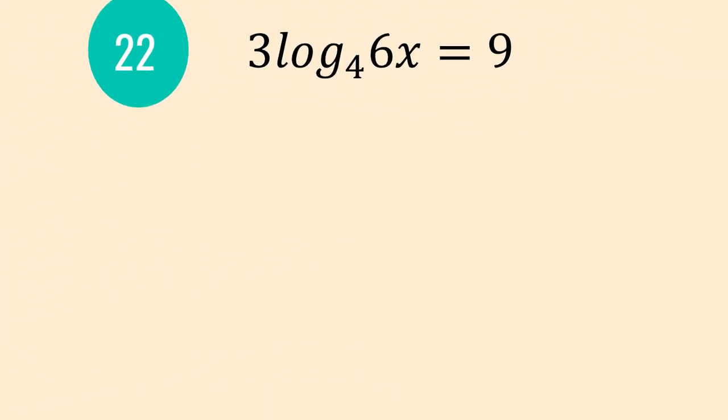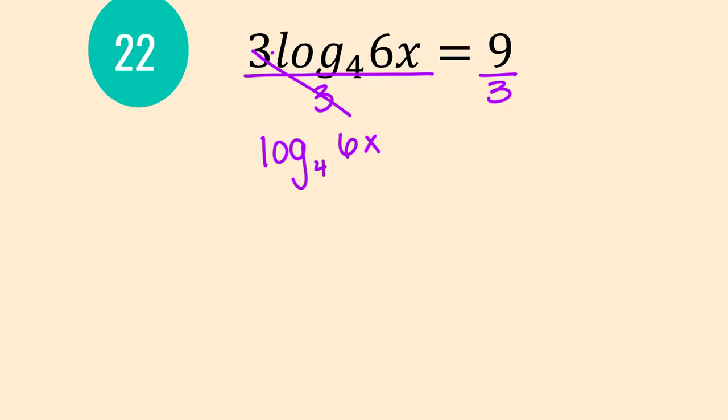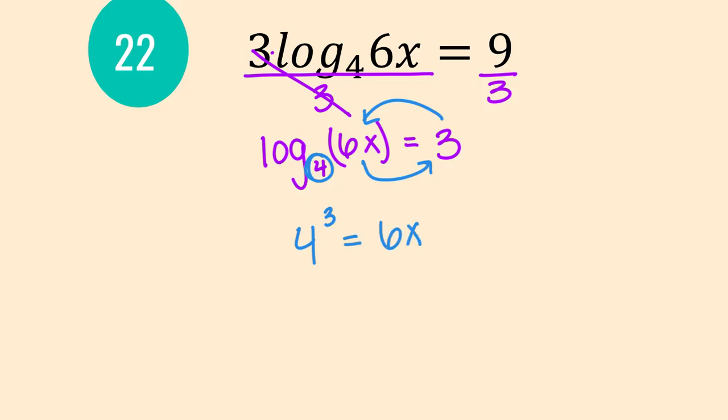So looking at 22, same question. 3 times log base 4 of 6 times x. Divide both sides by 3. I'm going to end up with log base 4, make sure it's tiny, of 6 times x, equals 3. Next, I'm going to go ahead and switch things around. Now I have 4 to the power of 3 equals 6x.